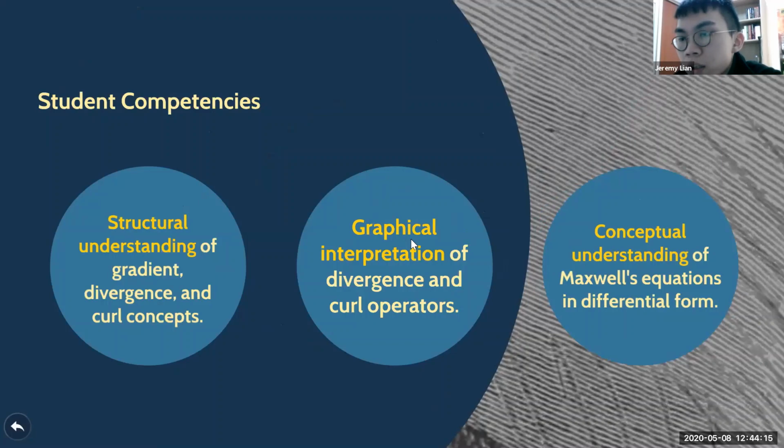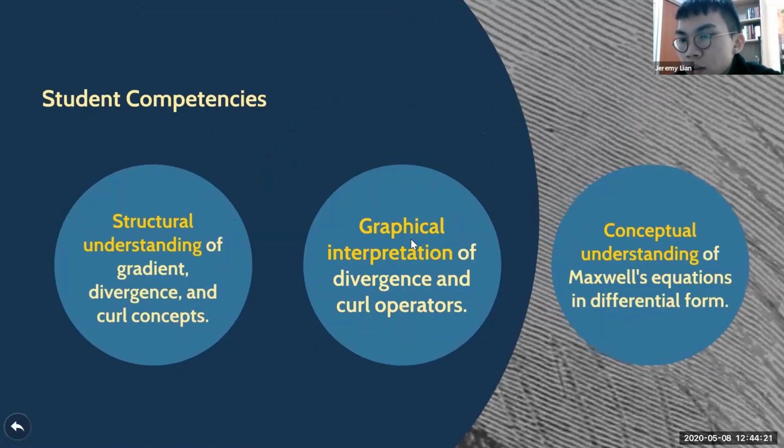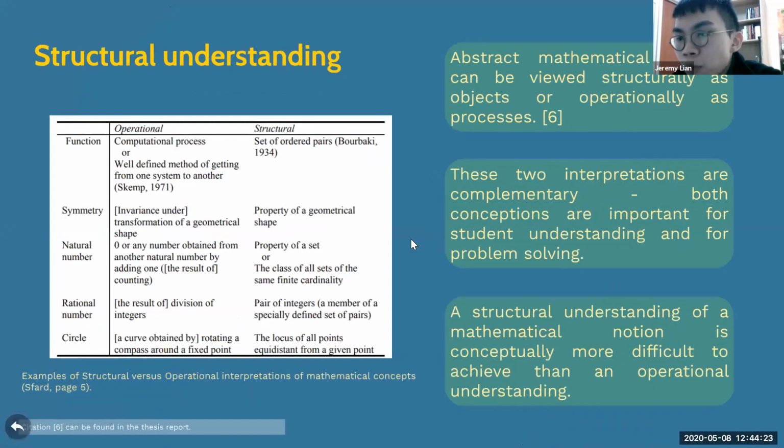We have determined the first student competency to be structural understanding of the 3 basic vector operators. Sfard proposed an ontological structure towards how students interpret abstract mathematical concepts, namely a structural interpretation where math concepts are viewed as objects, or an operational interpretation where they are viewed as processes.